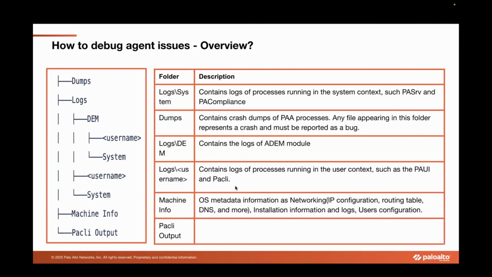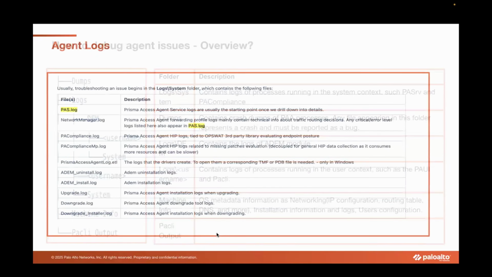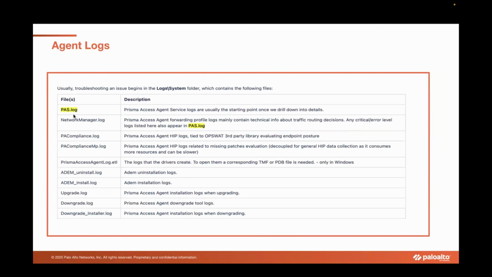And of course, you can collect logs with respect to the CLI commands or the UI, under the username logs. The machine info will give you the OS related information, and if you have executed any of the PACLI commands, it will give you the output over there. Agent logs has the PAs.log, which has most of the information. The others are self-explanatory, so I'm not going into the details of that.